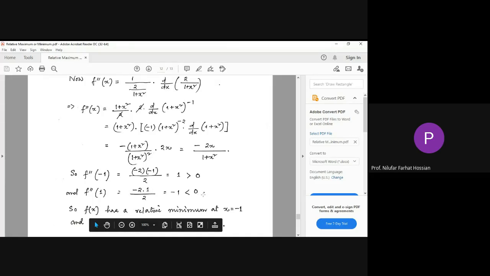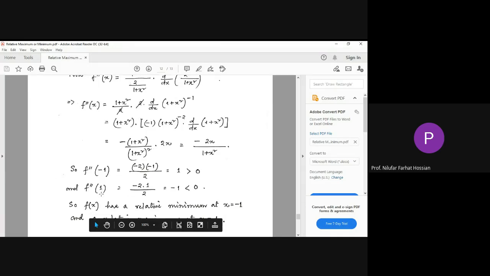So what will be our conclusion? The original function will have a relative minimum because it is positive. It will have a relative minimum when x equal to minus 1, and the original function will have a relative maximum when x equal to plus 1. Okay.